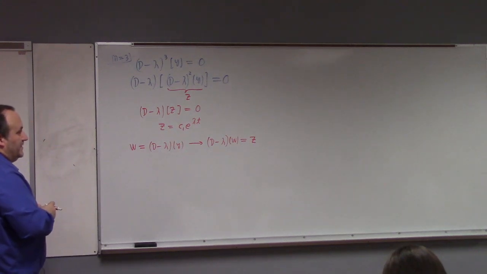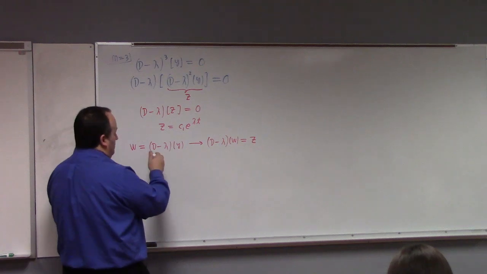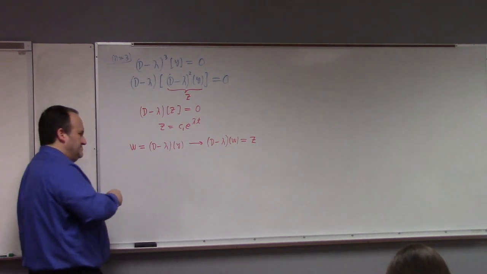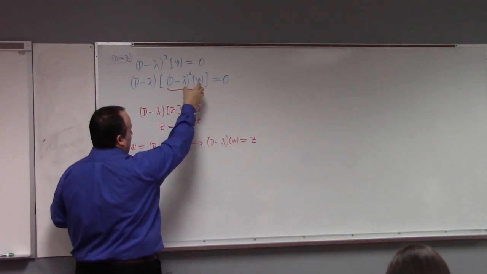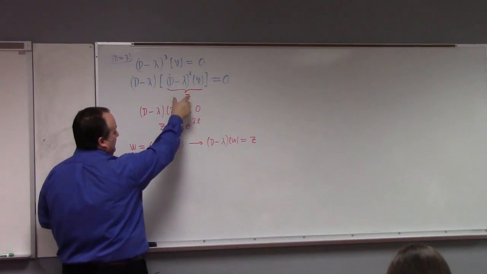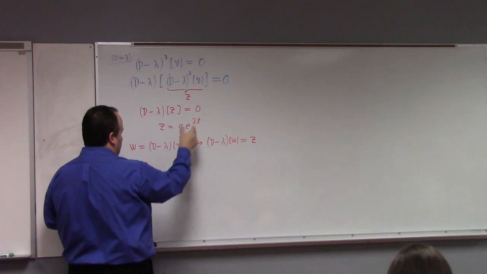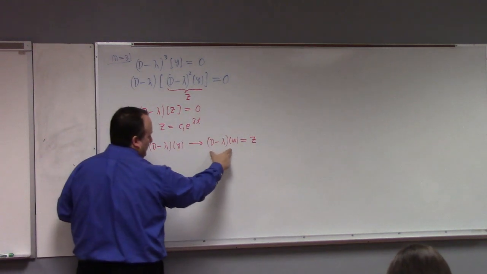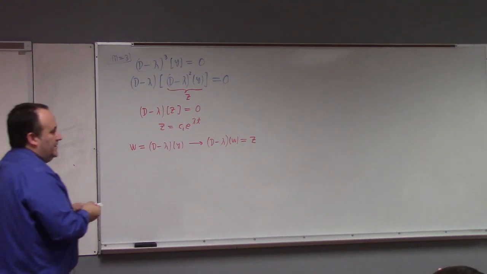So basically I'm saying, if the z is (d minus lambda) squared, I can define w as (d minus lambda) times y, and then this becomes (d minus lambda) times (d minus lambda) y, but I called that w, so I have this. But we already know what z is, right?